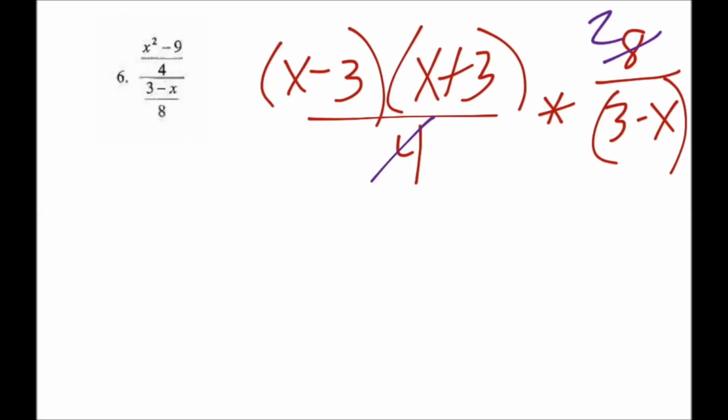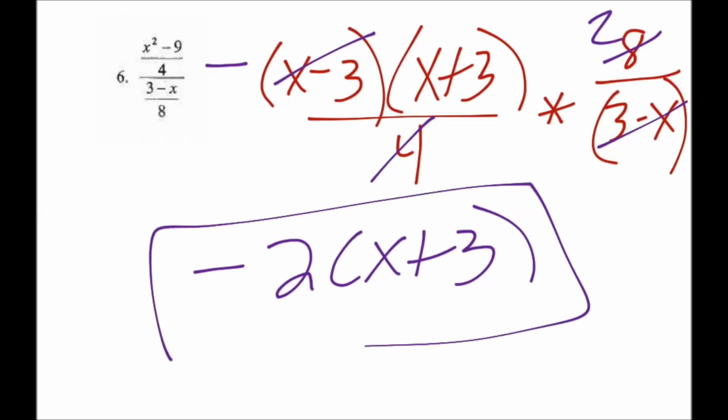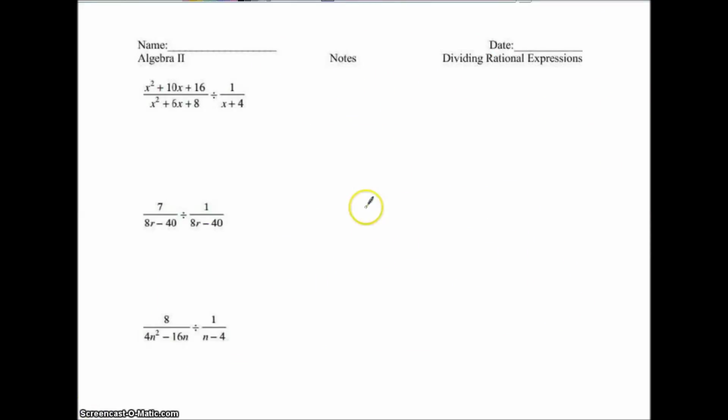X minus 3 and 3 minus x are complete opposites, so if I put that negative out there, it goes away. So I have a negative, a 2, and an x plus 3 on top. There's nothing on the bottom. That's your answer. Okay, looking at the back, you're going to want to factor the top left.